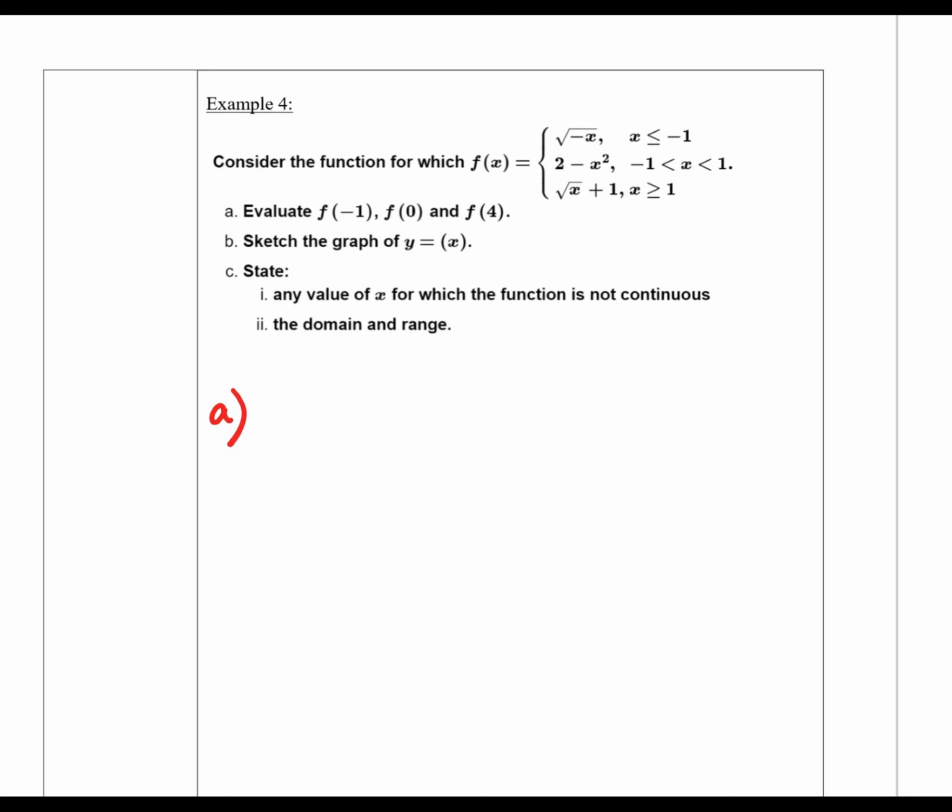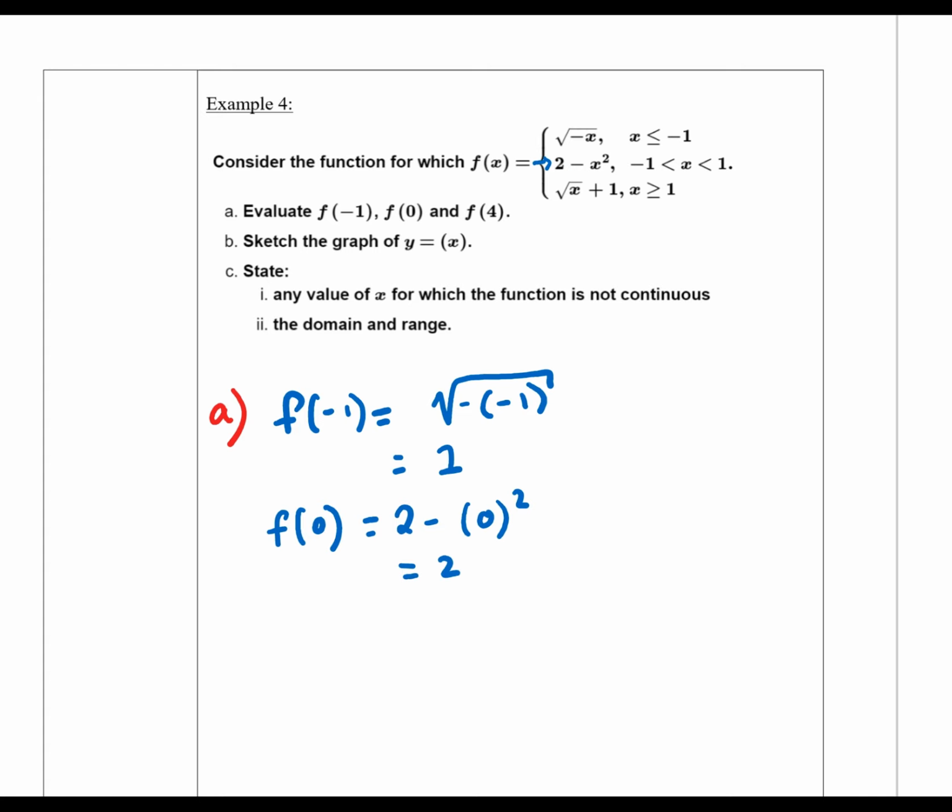So let's start. We know that f of negative 1 is going to be the square root of minus x, in this case minus a negative. And so that's just going to be 1. If we needed to find f of 0, we're not going to use the square root of negative x. We're now going to use 2 minus x squared. So this is going to be 2 minus 0 squared, which of course is just 2.